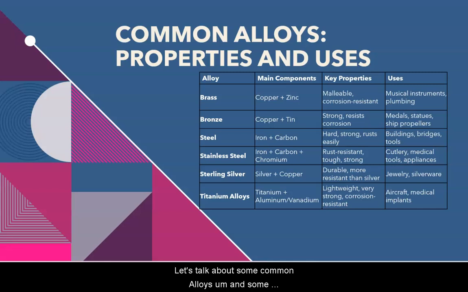So let's talk about some common alloys and some of their key properties. So we have brass, which is a mixture of copper and zinc, and it's very malleable. It's really resistant to corrosion. And we use this in musical instruments and plumbing. We have bronze, which is copper mixed with tin. It's strong and still very resistant to corrosion, and it's used in medals like from the Olympics, statues, and ship propellers.